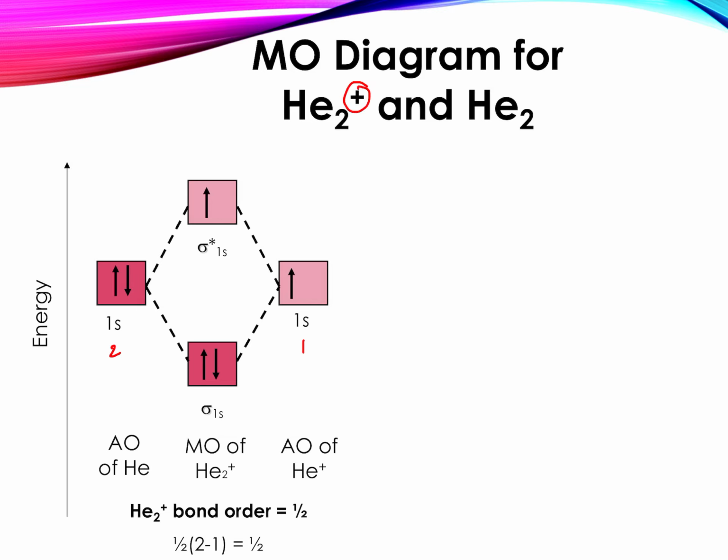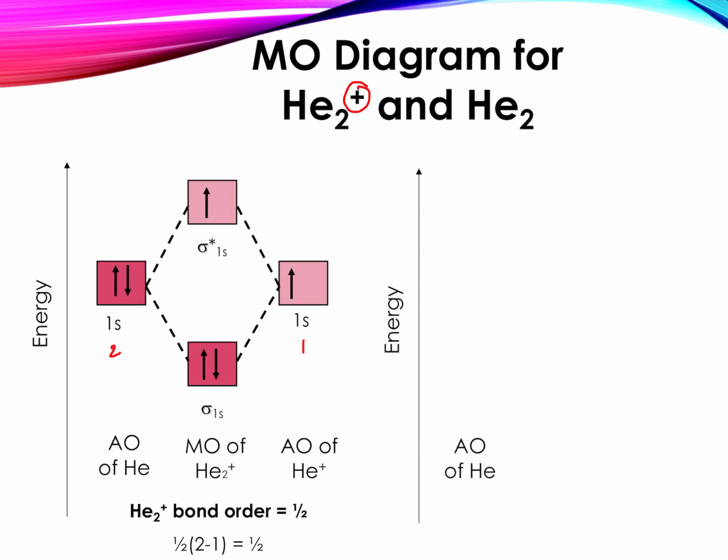So this molecule could exist, right? He2 1+, but it would be a fairly weak bond that's holding it together. Bond order of 1/2 is really not desirable. So it's a fairly weak molecule.